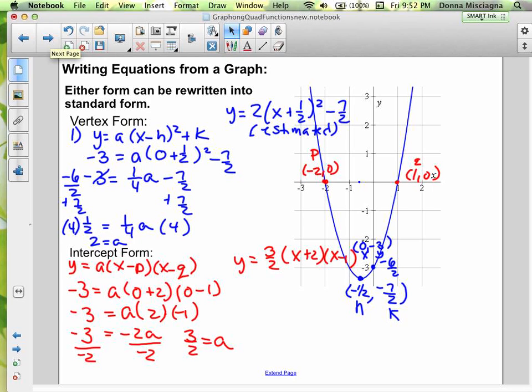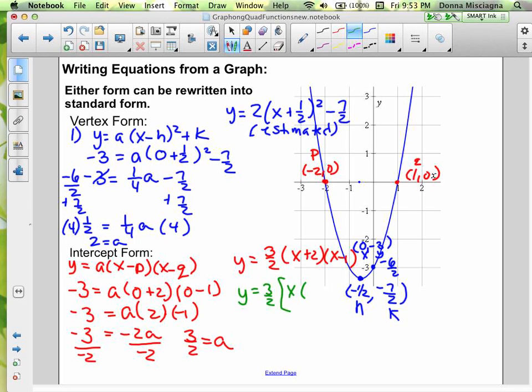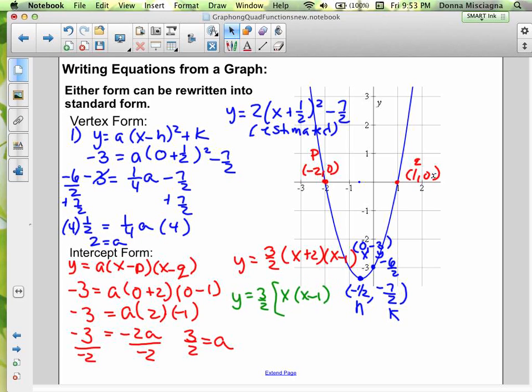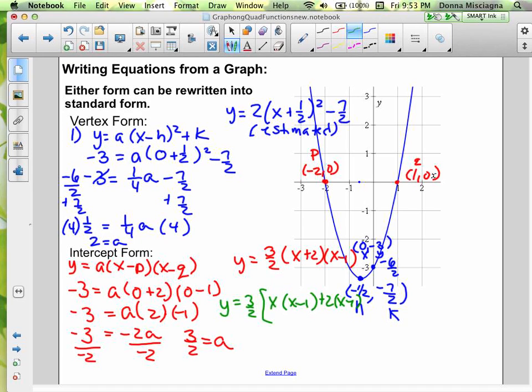All right, so let's take a look at this one. This is our equation in intercept form. What if we want to change it to standard form? Well, then we just need to multiply and distribute, right? So that we don't have any parentheses. So we have y is equal to 3 halves. Let's multiply the x plus 2 times the x minus 1. All right, so we have x times x minus 1. And we have 2 times x minus 1. So we have y equals 3 halves times x squared minus x plus 2x minus 2.